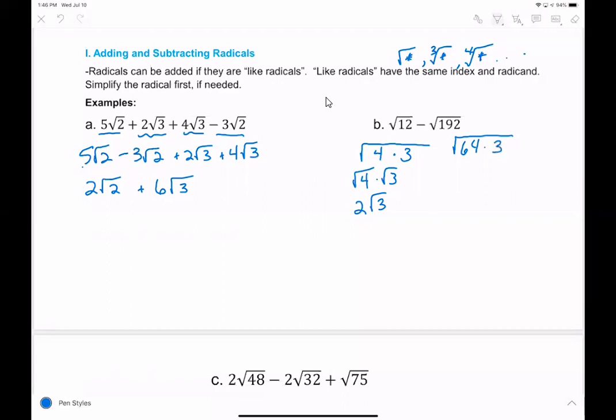64 times 3 is 192. So we can separate each of these numbers. Since 64 is a perfect square, let's take the square root of it, which is 8, and then we're going to leave the 3 under the radical because it's prime. Now we can combine those two terms because they both have square root of 3's, and we're just going to subtract what's in front. So 2 minus 8 would give us a negative 6 with the square root of 3.